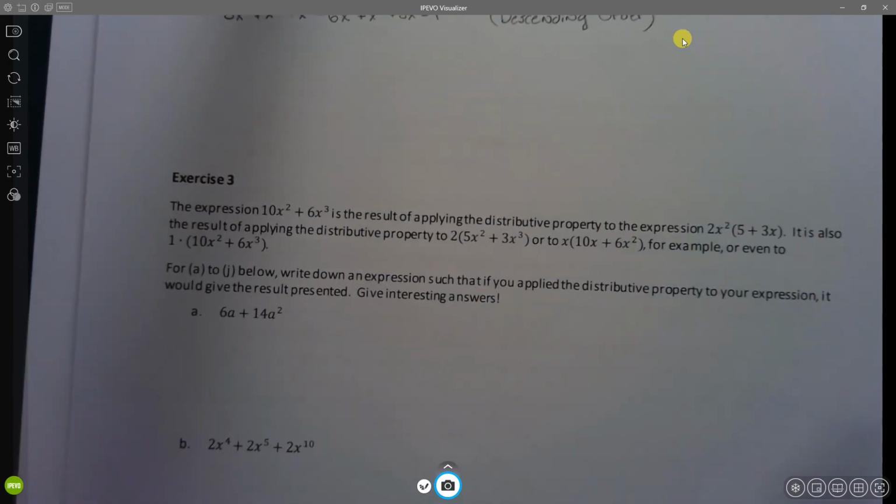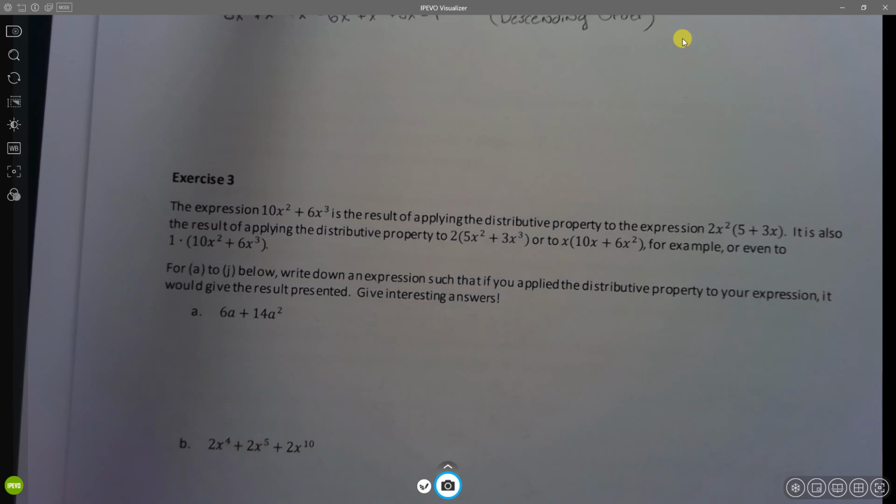Exercise 3: the expression 10x squared plus 6x cubed is the result of applying the distributive property to the expression 2x squared times 5 plus 3x. It is also the result of applying the distributive property to 2 times 5x squared plus 3x cubed, or to x times 10x plus 6x squared, for example, or even to 1 times 10x squared plus 6x cubed. For a through j below, write down an expression such that if you apply the distributive property to your expression, it would give the results provided. Give interesting answers.